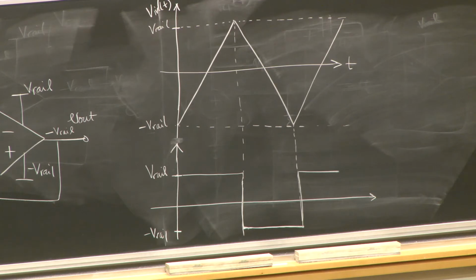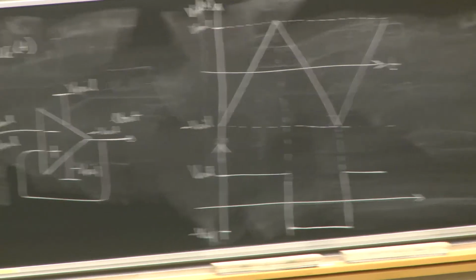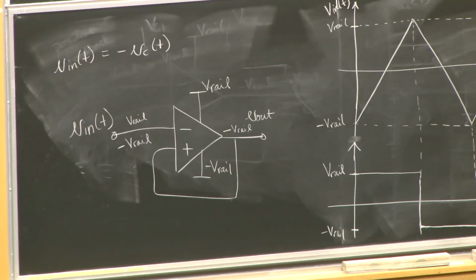What's the catch, though? What is this V in? It's V out, which is equal to what in terms of the capacitor voltage? It's negative VC. So V in here is equal to negative VC of t. Okay? So what can we do to remedy that? We can use an inverting amplifier, right? So let's try that.